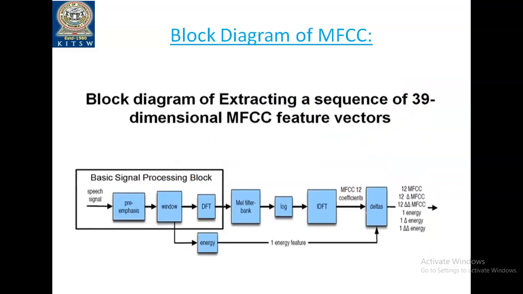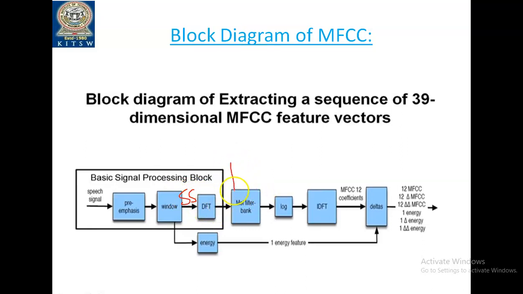That is the way we evaluate the process of features from the speech signal. Now, what is a block diagram of Mel frequency cepstral coefficients? The block diagram of extracting a sequence consists of 39 dimensional MFCC feature vectors. So this is the basic signal processing block. Much discussion is not required. The speech signal is given to the pre-emphasis, and then a window technique is applied, and here you get the short segmentation of the speech, and this is applied to the DFT, and you get the frequency domain.